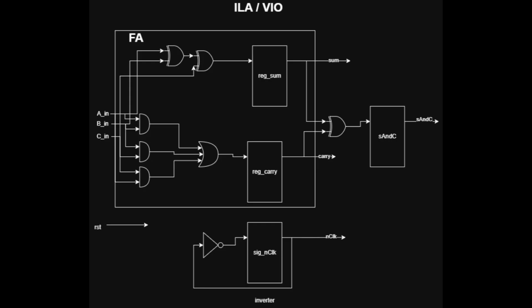outputs. So as you can see here, we have a full adder and the sum and carry are being XORed and pushed to a register, and we observe them at the output. And we also have an inverter, which is simply inverting a signal at the rate of the clock.